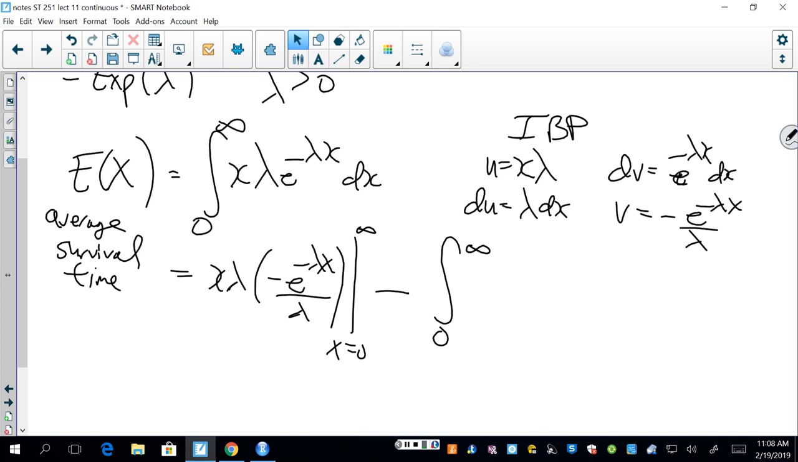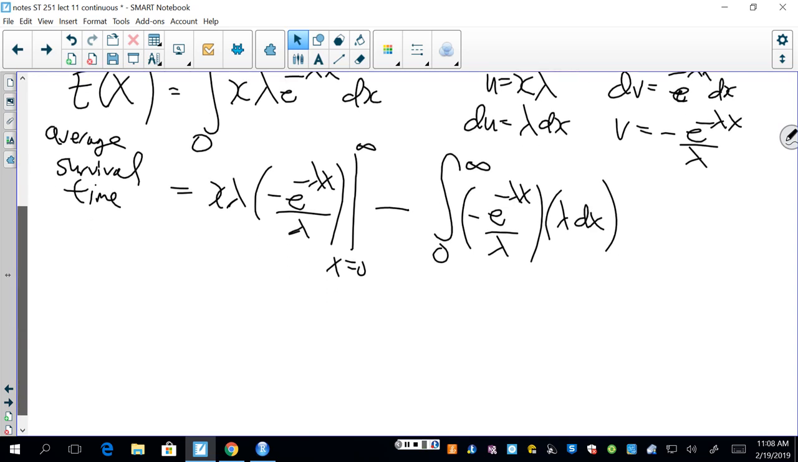Instead of u dv, we do this v du. And so I'll write the v part first. That thing times this one, which is lambda dx. Now, if you like applied calculus things, this is kind of fun as well.